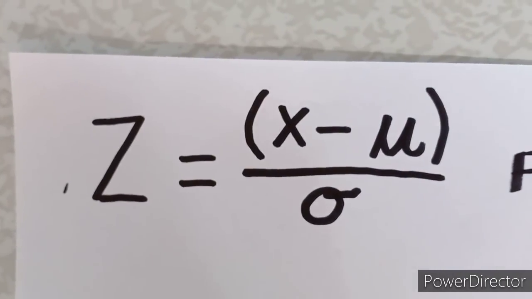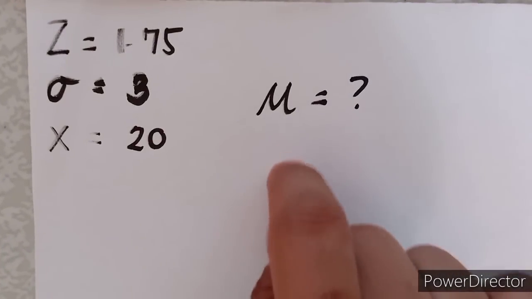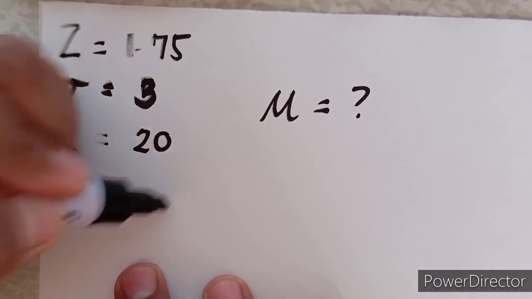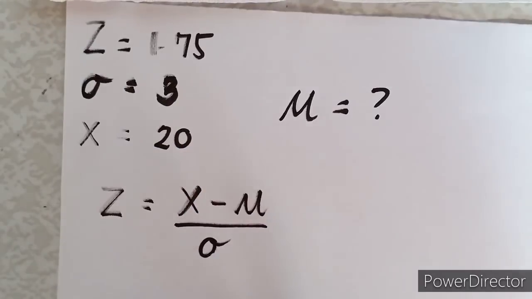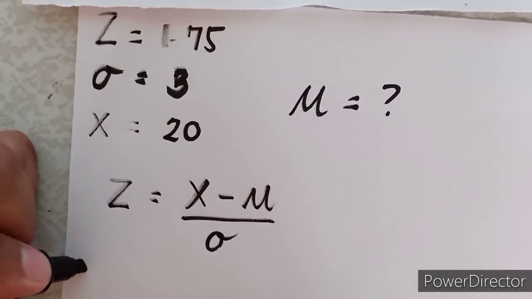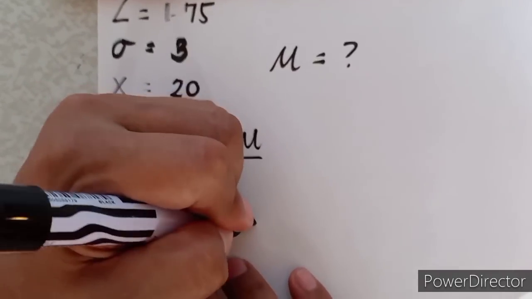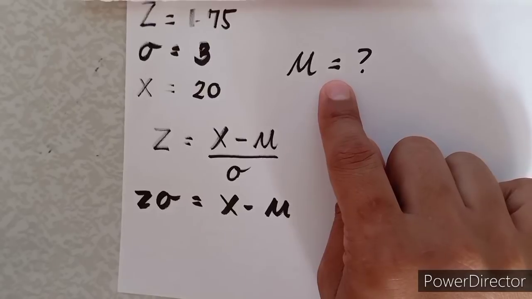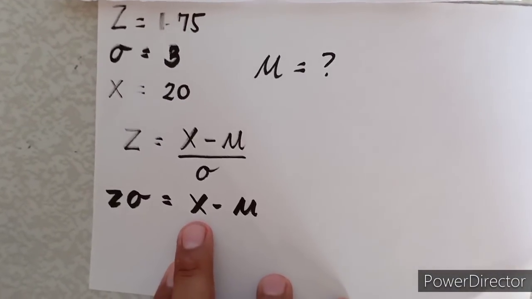How do we find the mean? Again, let's derive our formula. What we are looking for is the mean. We have Z is equal to X minus mean all over standard deviation. Again, cross multiply. Z times standard deviation is equal to X minus mean. What will you do? Transpose.